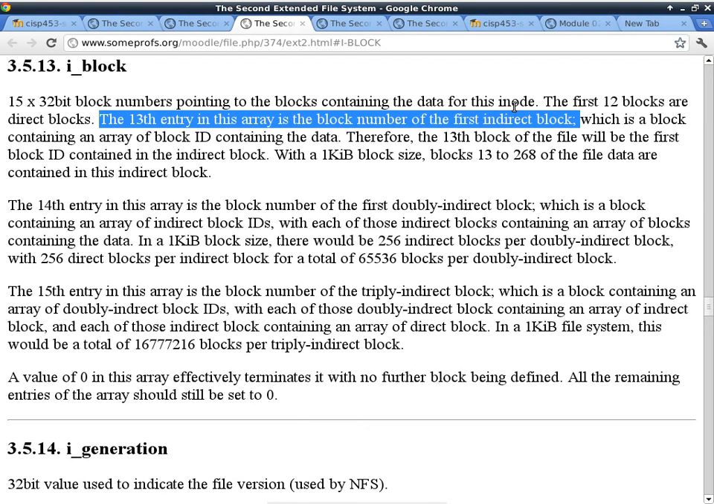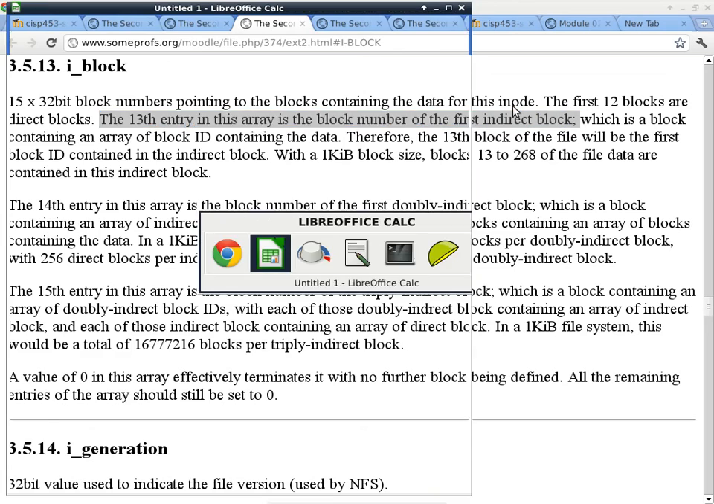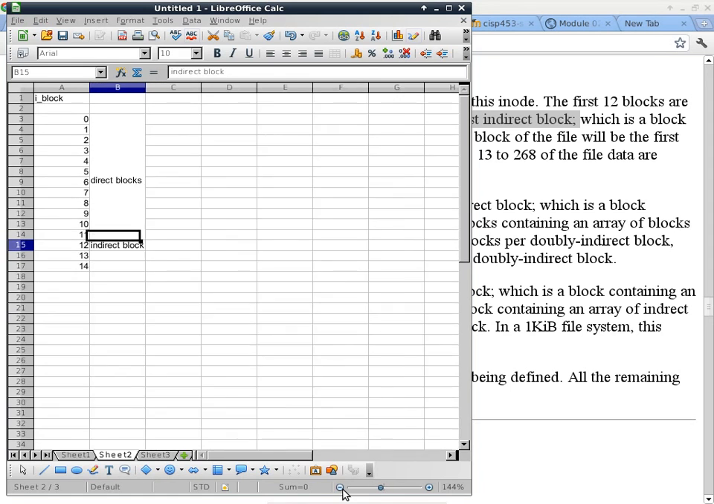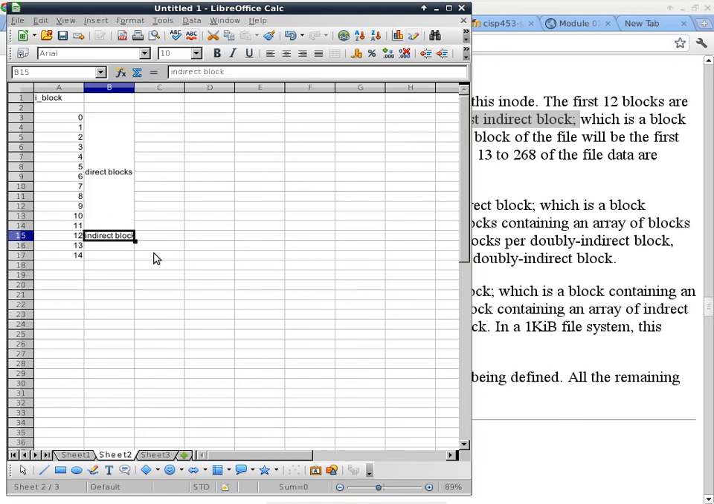So what does that mean? This one is called an indirect block. I need to kind of shrink it a little bit here. The indirect block points to, obviously, a block. The question is, what is the role of the block that this guy points to? It's an array of direct blocks.